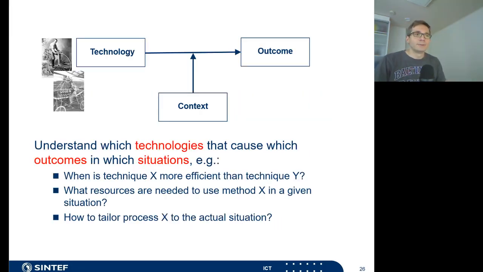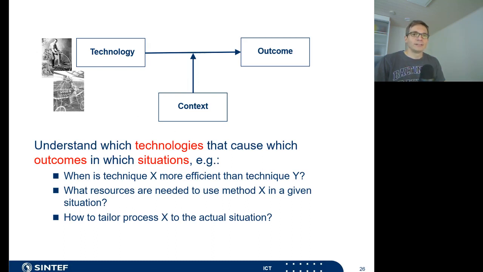In the figure, you can see that we can have technology, such as a helicopter or a bicycle, and then we have some outcome of this technology. However, the outcome of this technology is not straightforward, but it is influenced by the context.